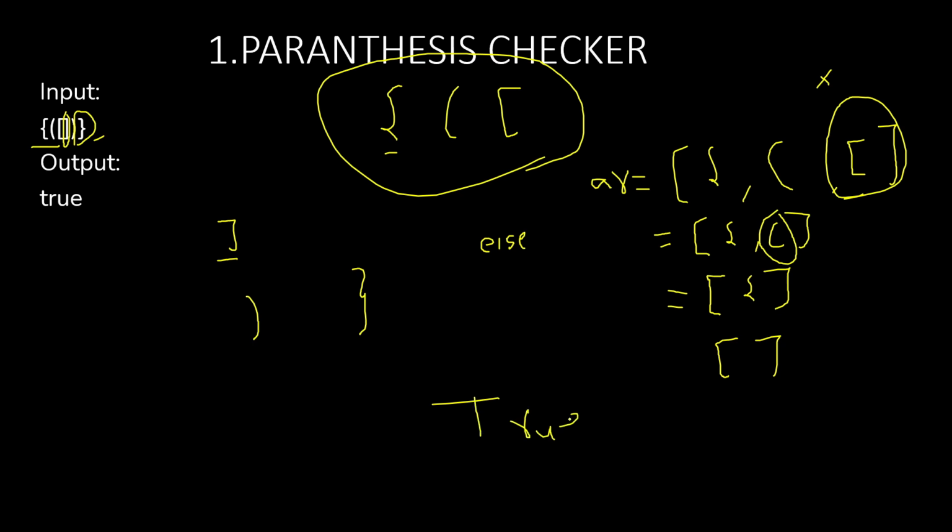Even after deleting the elements, if any element is remaining inside the temporary array, then that means it is not a balancing parenthesis, because we are left with one element or maybe more. In that case, we return false. I hope you have understood till this part. If you haven't understood, let's go to the coding section.